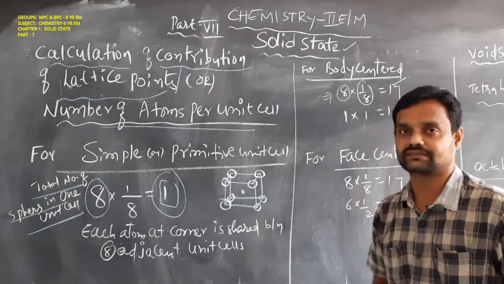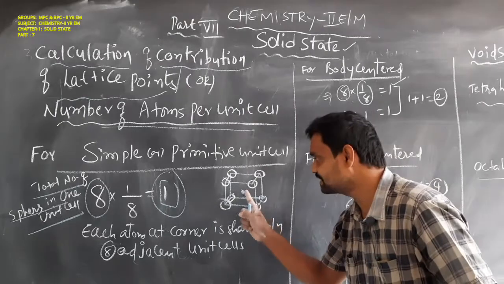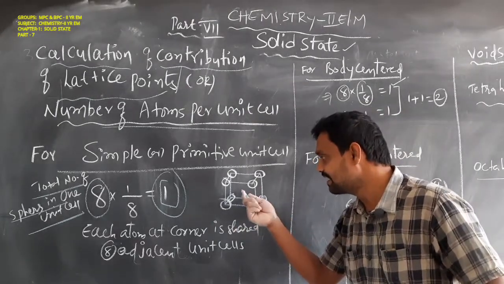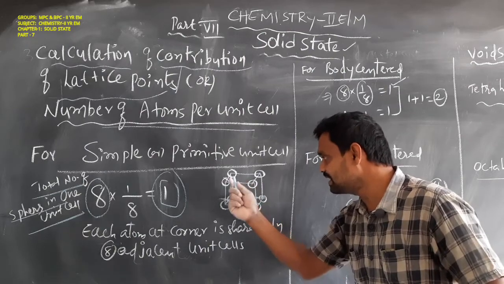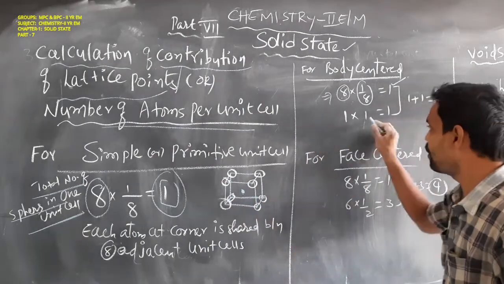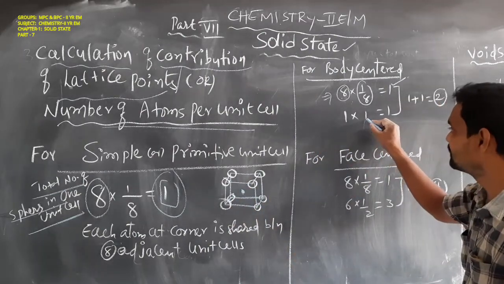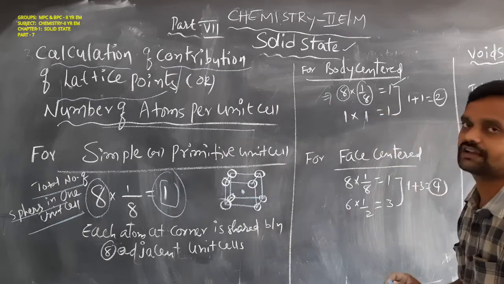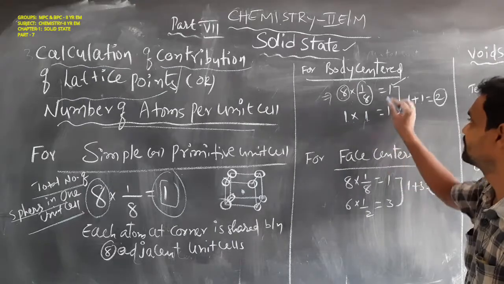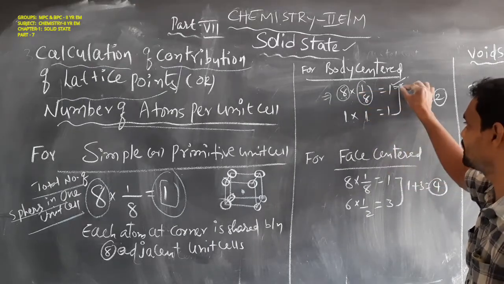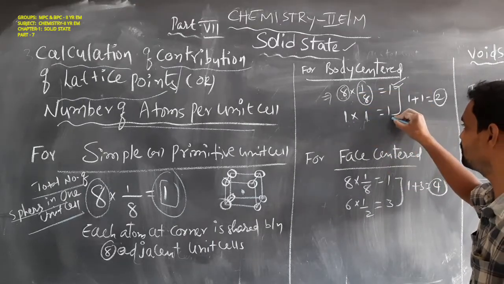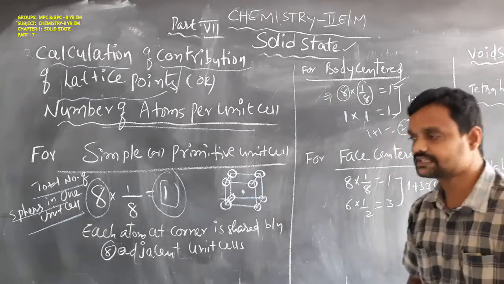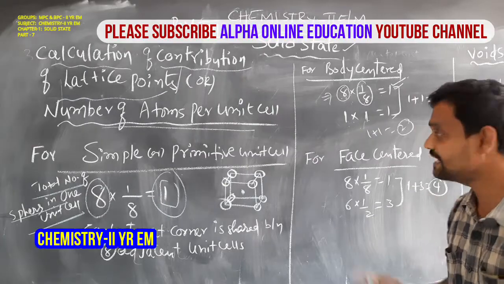Only one unit cell, because the atom is present at the body of the unit cell. This atom is shared by only this unit cell. How many unit cells share it? Only one. So 1 into 1 is 1, and 8 into 1 by 8 is 1. Total 1 plus 1 is equal to 2. That means the number of atoms in one unit cell.